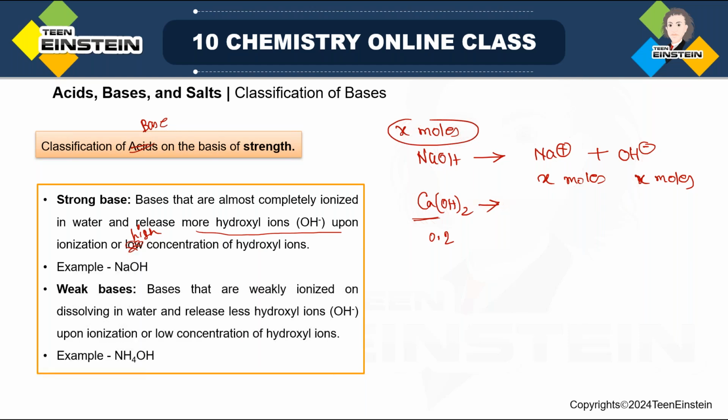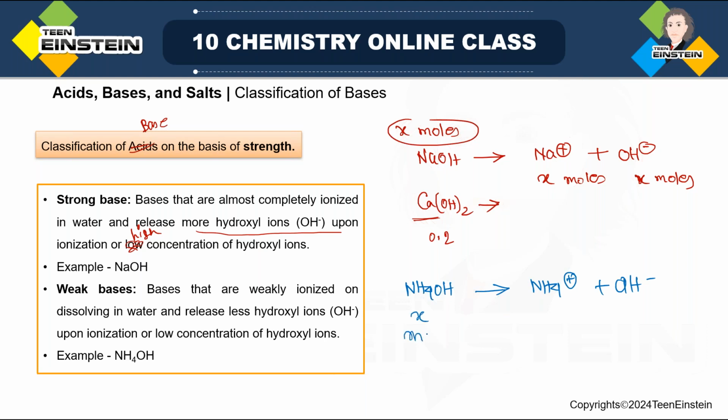But a weak base is weakly ionized on dissolving in water and releases a smaller number of hydroxyl ions upon ionization, or low concentration of hydroxyl ions. So the concentration will be low. Similarly, if you have started with a weak base like ammonium hydroxide, it will produce NH4+ ion and OH minus ion.